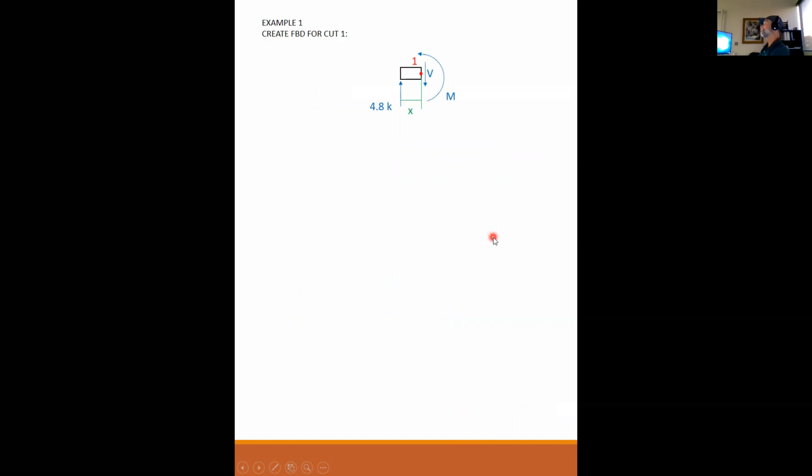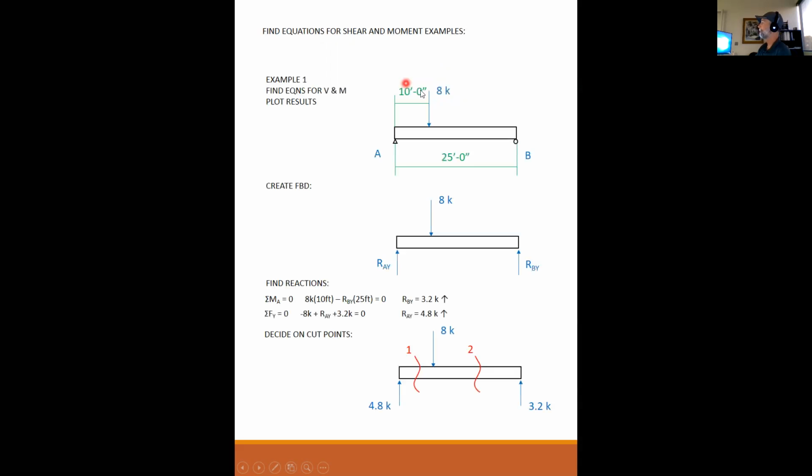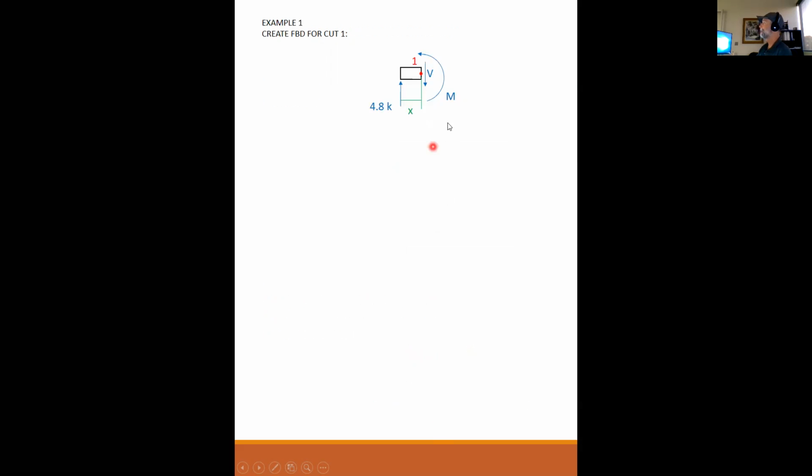So my cut number 1, I'm going to do a free body diagram of. Now, remember, cut number 1 is between the first reaction and the point load. So in cut number 1, you don't see any point load. There's no loading on this because the point load is on the other side of the cut. So I do draw my free body diagram. I put my known reaction on there at 4.8 kips.